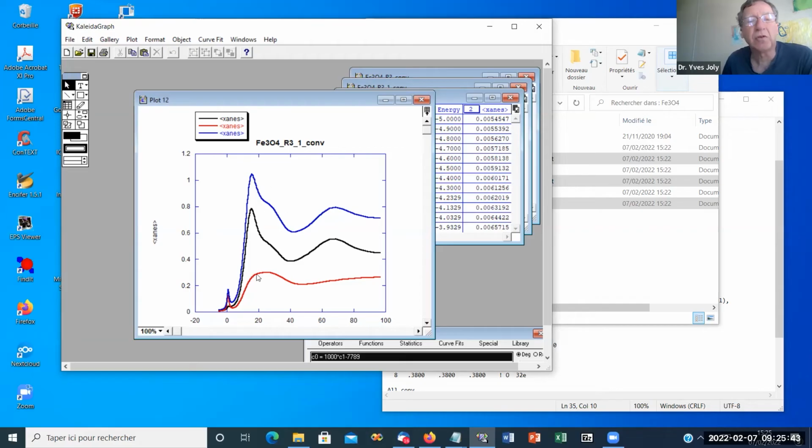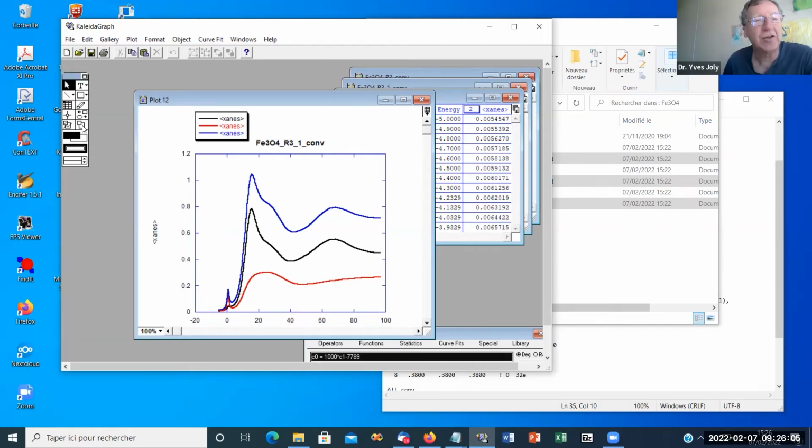And the total cross-section is just the sum. And it's why it looks more like the octahedra, just because the weight is 2 times the one of the tetrahedra. But the pre-edge is mainly the one of the tetrahedra.